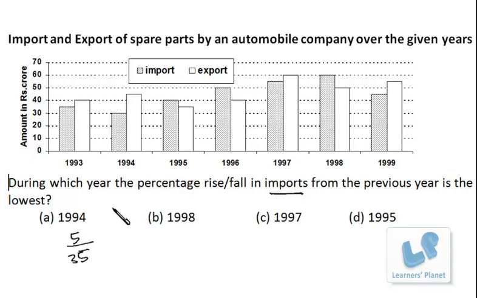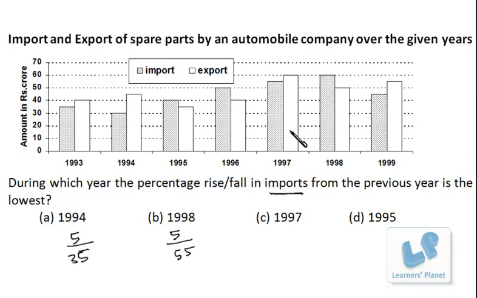Okay, we are not going to calculate a percentage, we just look at the fraction. Whichever fraction is bigger or smaller, we will come to know the answer. No need to calculate the percentage rise or fall, right? Similarly, in 1997, the import was 55. In 1998, import was 60. So the difference is 5, and this difference is over 55, right?